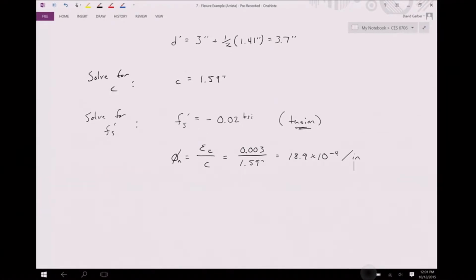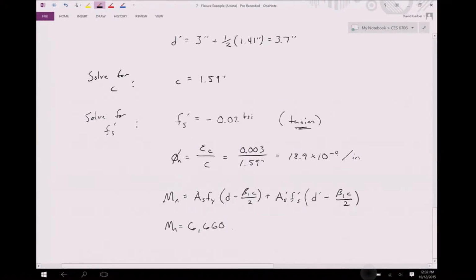And then we can also calculate our moment capacity. Our moment capacity is As fy times d minus beta 1 c over 2, plus As' fs' times d' minus beta 1 c over 2. So we can plug in our values and we'll find our nominal moment capacity of 6,660 kip inches.